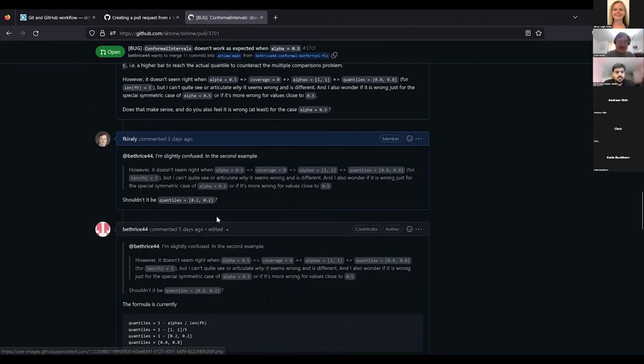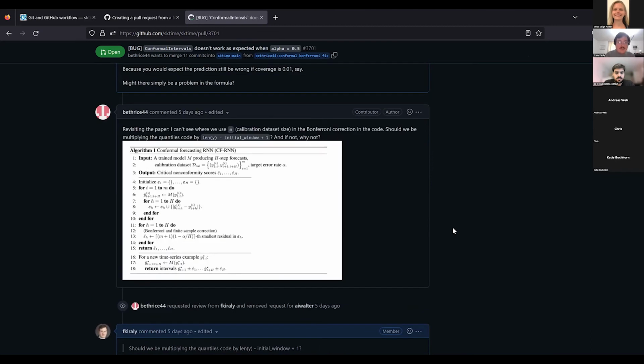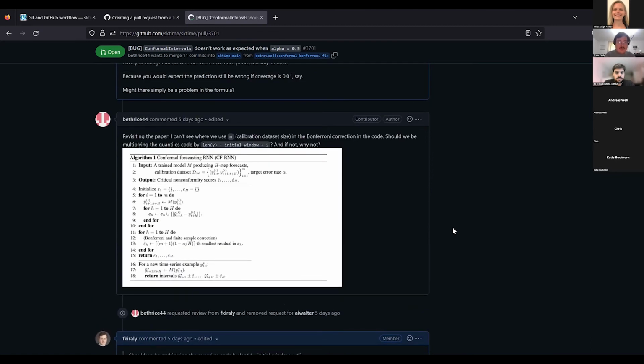And in the end, if all goes well, this gets merged, and then it becomes part of the sktime main branch, which is released with the next release. So typically there's discussion going back and forth. Change requests require you to make more changes. Then you commit your changes, you push your changes. That automatically updates the pull request.